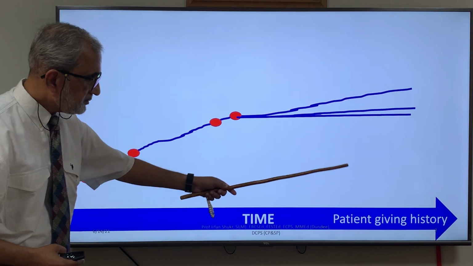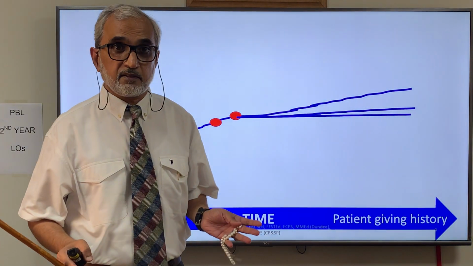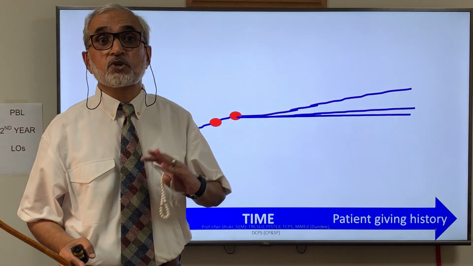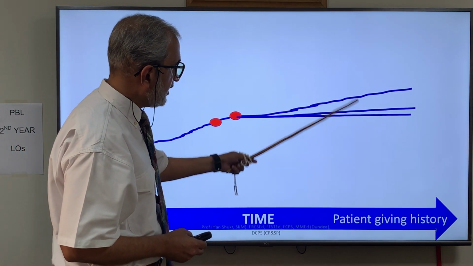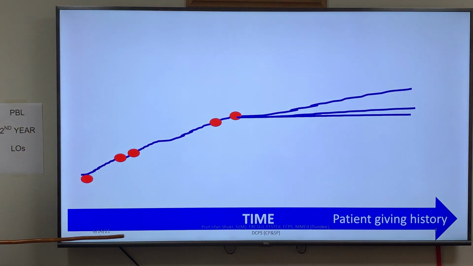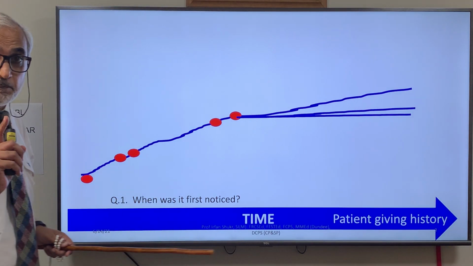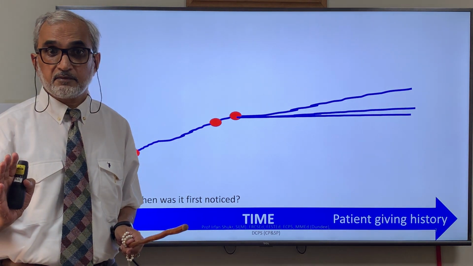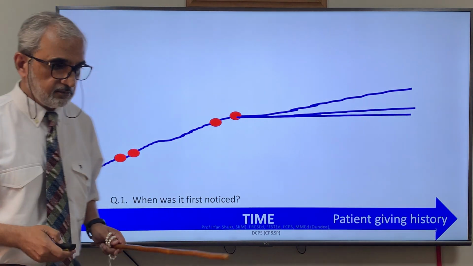When the patient gives history of a swelling, usually the swelling is present before, and sometimes much before the patient has actually noticed the swelling. So this is the time, let us say, a patient has come with a swelling to the hospital. So question one is, when was it first noticed by the patient? It is not when the swelling in fact appeared. The swelling may be present many years before, but patient might have noticed it now.